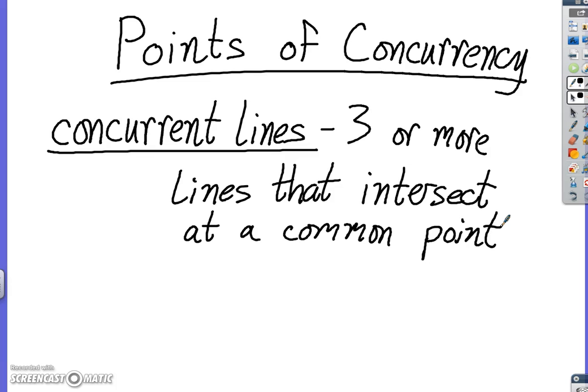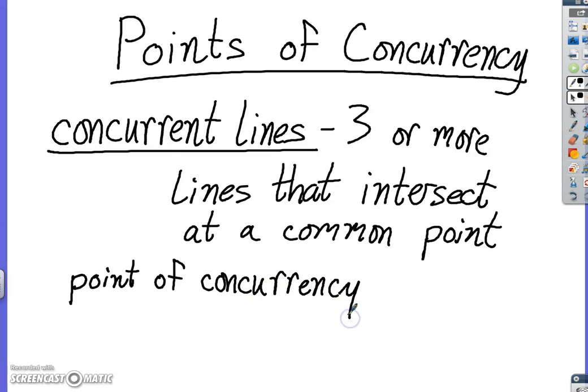If we have three lines that all have a point in common, that all intersect, we say those are concurrent lines. And that place where they intersect, that place that they have in common, is called the point of concurrency. That's the point where three or more concurrent lines intersect each other.